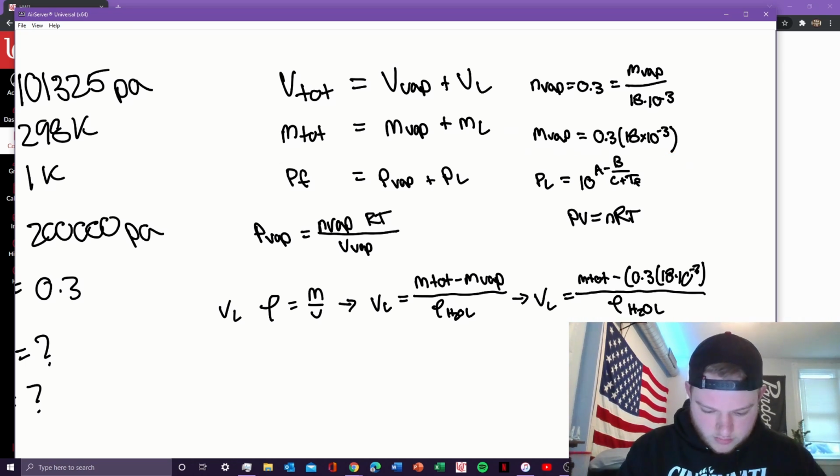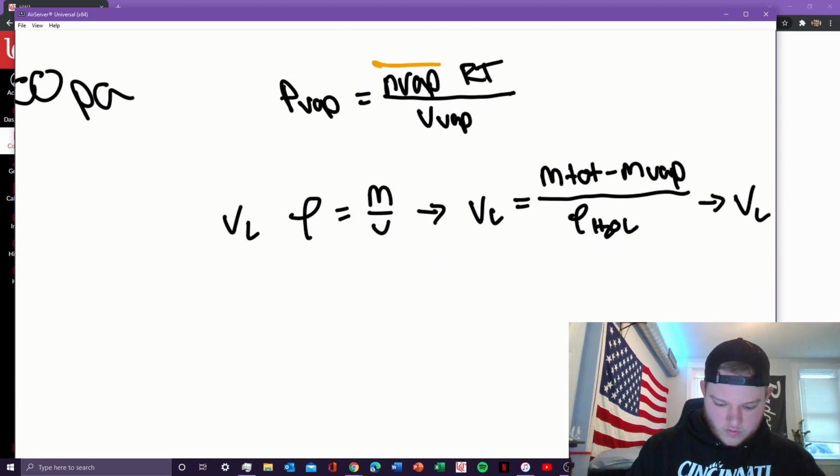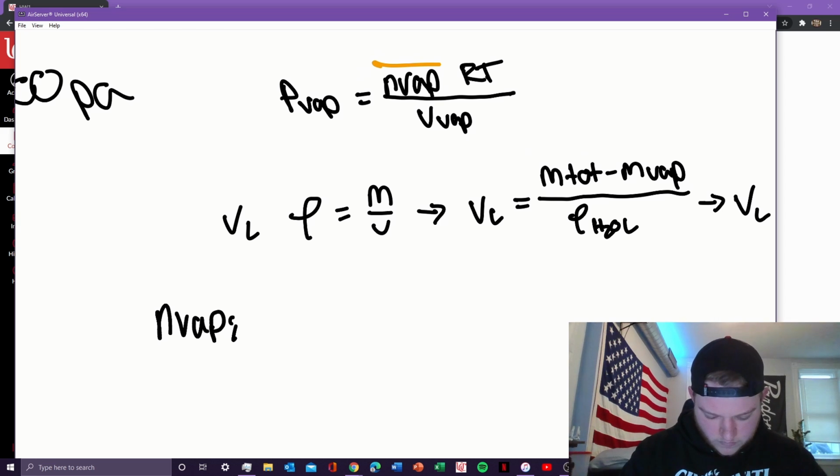We need to relate the moles of vapor because we don't have it related yet. So, moles of vapor initial, that's an exclamation point, that is an I. We'll wait for that to load. There it is, equal to the pressure. So this is going to be another ideal gas law conversion. We are just now solving for moles instead of P like we were before.